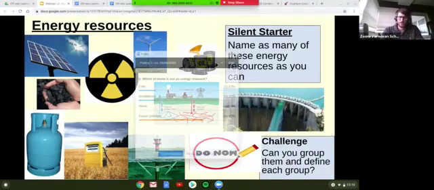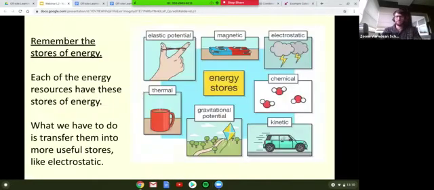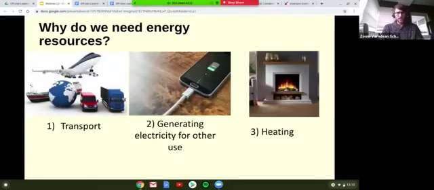Okay, so let me get back to my stores of energy here. Each of our energy resources has a store of energy to begin with, just like these on the board. Now, you might be asking yourselves, or you might already know the answer, why do we actually need energy resources? I've given you a couple of ideas about coal just before. Here are the three main reasons why we need energy resources.